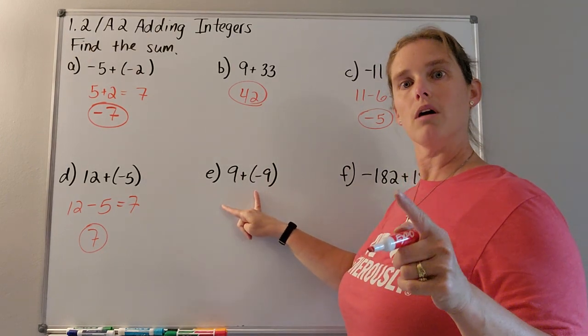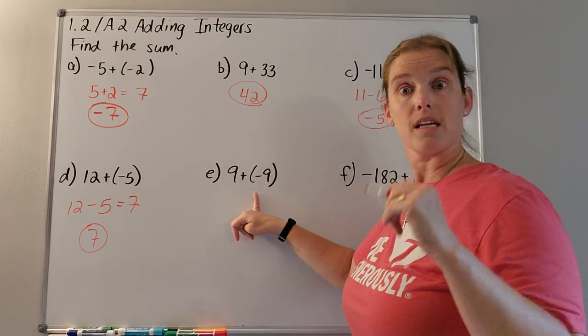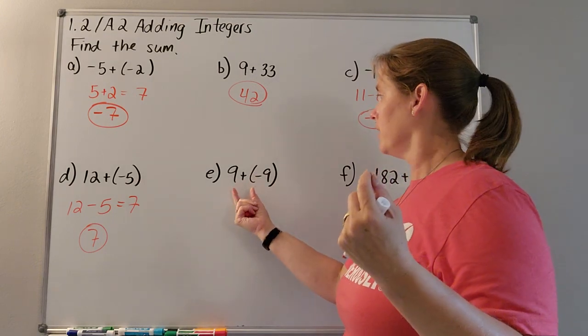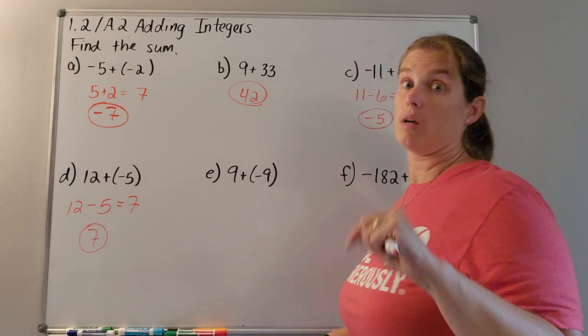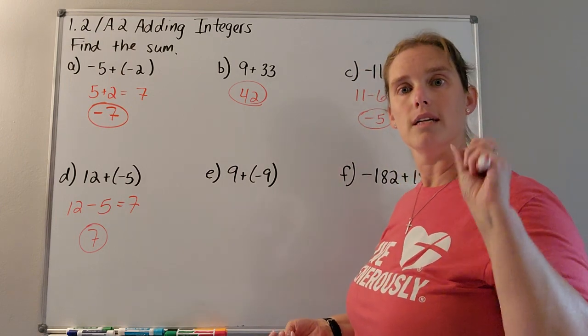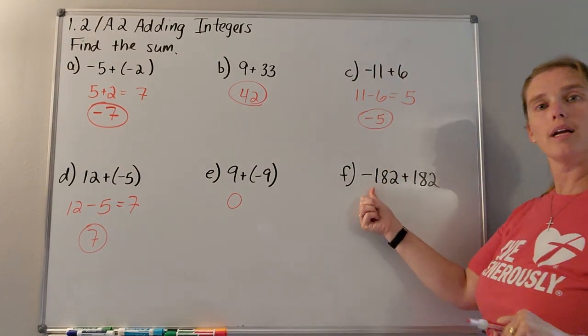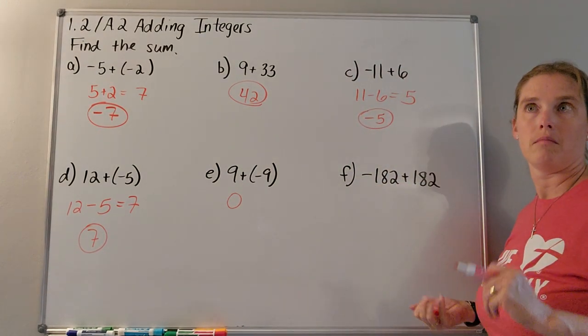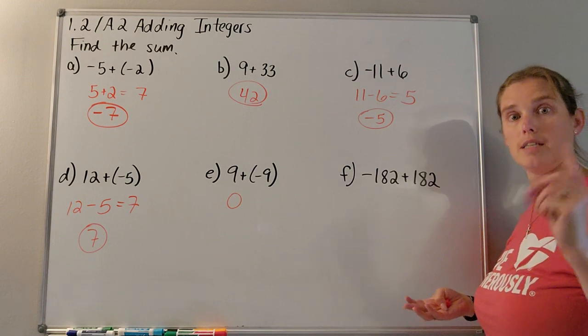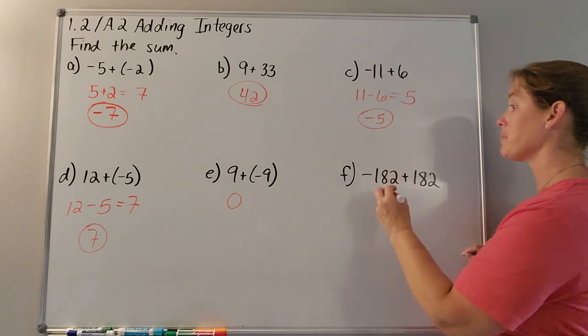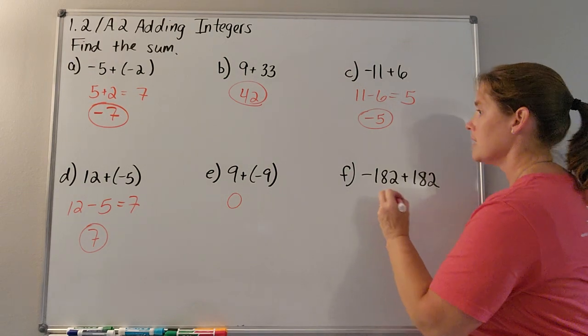All right, 9 plus negative 9, same or different signs? Different, but what do you notice? That's right, they're opposites. And we know that opposites, or we have a number and its additive inverse, just throw that word in there. What do they always equal? 0, that's right. Or maybe we have this one, negative 182 plus 182. Same or different signs? Different, but once again, you notice they're opposites. So when we add opposites, our answer is always 0.